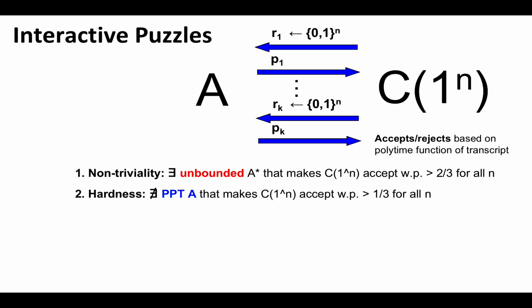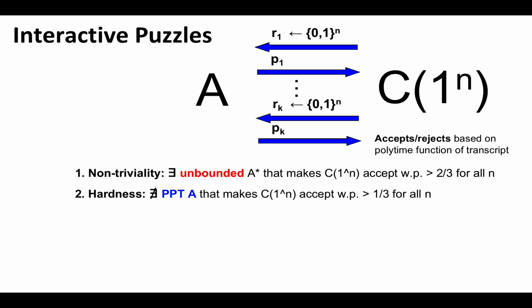We're going to go back to our 2 conditions from before that we used for average case hardness of NP. The first one, non-triviality, in this context, is going to be saying that there exists some unbounded attacker that can make the challenger accept. So if you run in exponential time, you can make the challenger accept. Okay, so that means that it is possible to make him win. But the hardness condition is going to say that a polynomial time guy cannot make him win with probability more than 1/3.